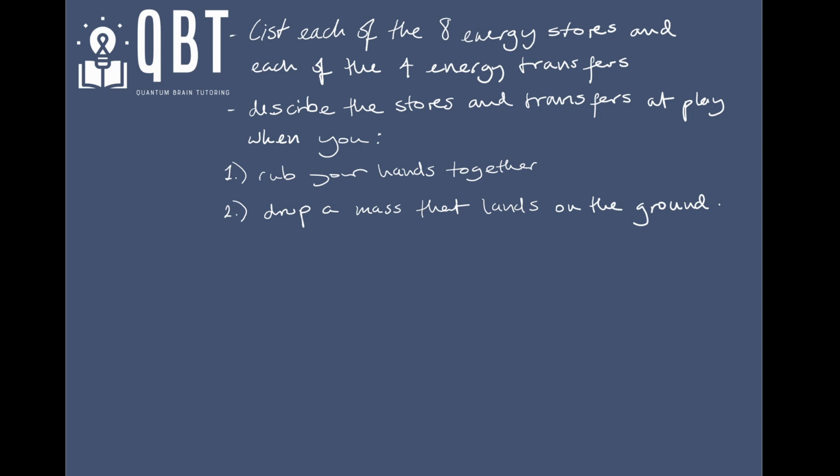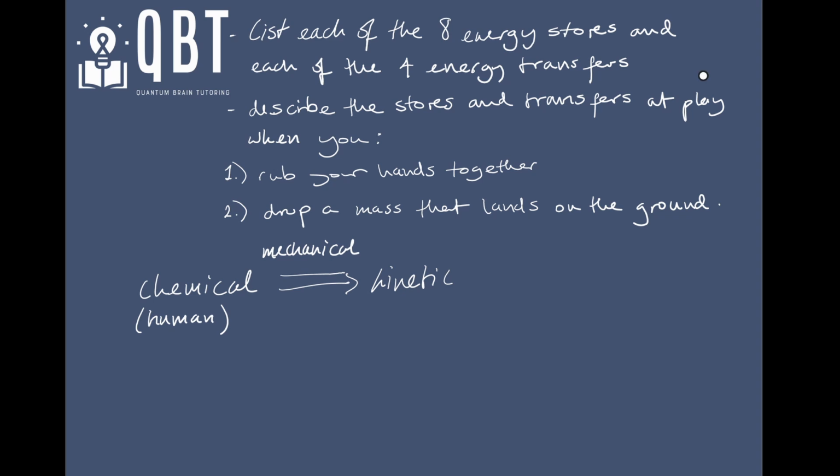The first store at play has to be chemical, because we have chemical energy stored in our muscles. That's human, that's our chemical energy. When we rub our hands together, that's producing motion, that's movement, so that is a kinetic store. The transfer that we put here is happening mechanically, because it's movement. It's a mechanical transfer. And then what happens after we rub our hands together?